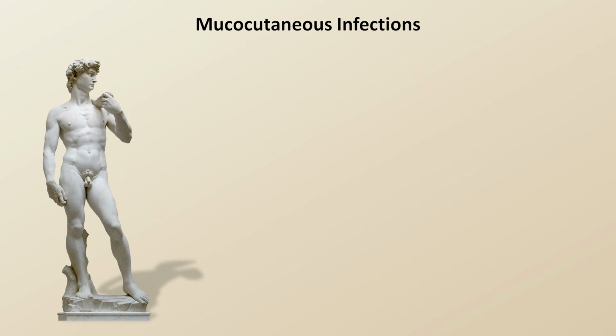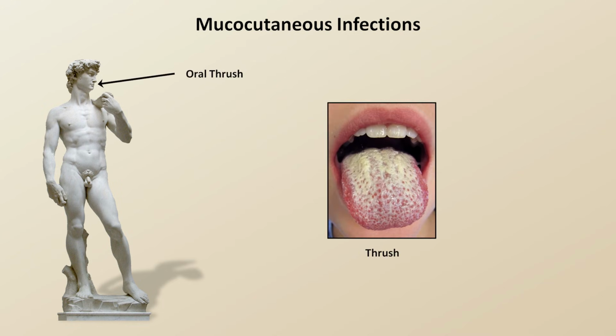A candidal infection in the oral cavity is called oral thrush, which manifests as white pseudomembranes on the tongue, buccal mucosa, and palate. These pseudomembranes can be easily scraped off, and if the diagnosis is uncertain, that material can be examined under a microscope, though this is rarely necessary.